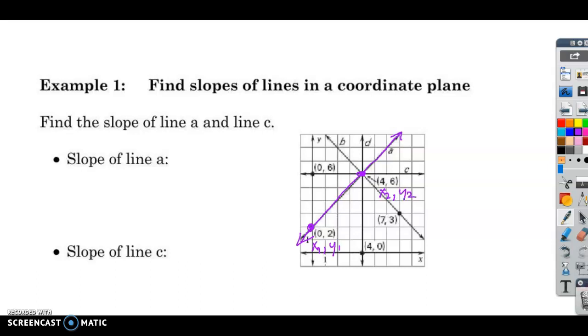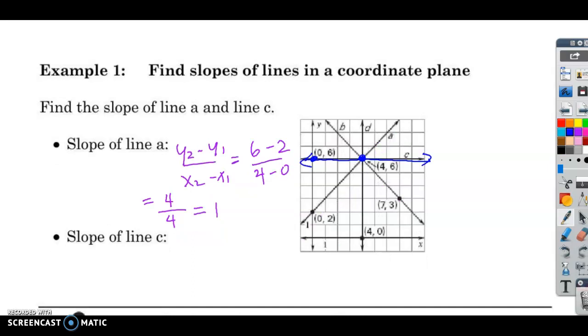So if I'm finding the slope of this line, y2 minus y1 over x2 minus x1. So that will be 6 minus 2 over 4 minus 0. 6 minus 2 is 4. 4 minus 0 is 4. We get a slope of 1, and that makes sense because it's going up 1 over 1, up 1 over 1.